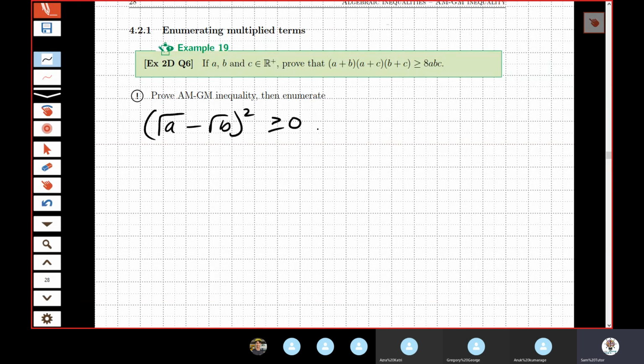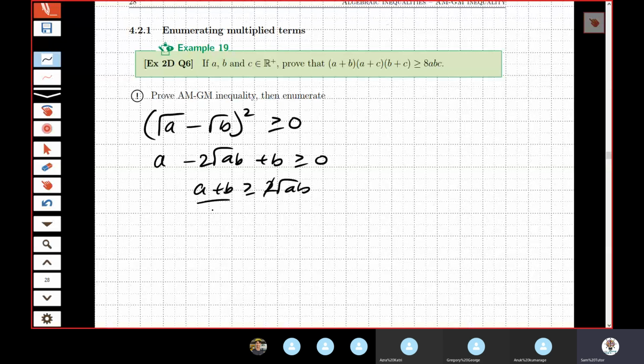That must be greater than or equal to 0. Right? And then when I expand this, look what you get. a minus 2 root ab plus b must be greater than or equal to 0. And then you end up with the same result of your arithmetic mean and geometric mean, your AM and GM. So you've got this. That's fantastic. But then you wanted this. So we've got this so far. a plus b on 2 is greater than or equal to root ab.